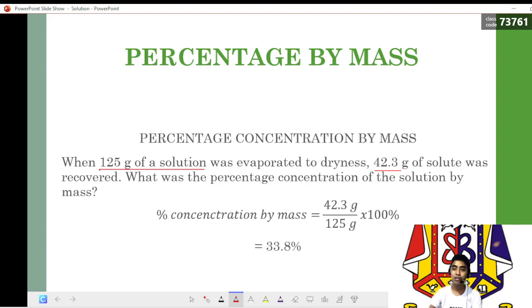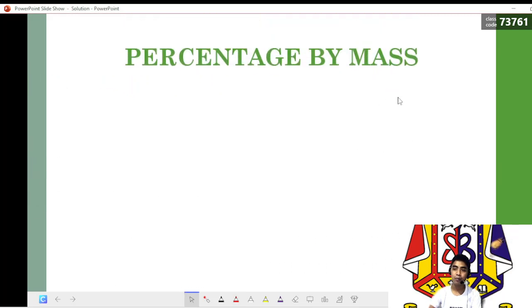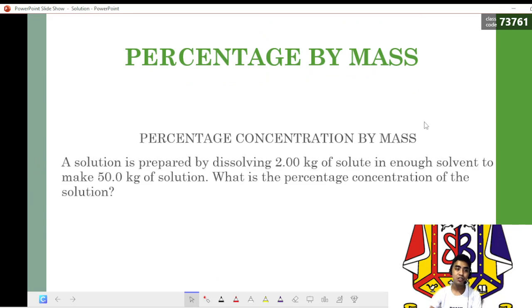Now, sample problem number 2. A solution is prepared by dissolving 2.0 kilograms of solute in enough solvent to make 50 kilograms of solution. What is the percentage concentration of the solution? Here, we are looking for the percentage concentration of the solution.